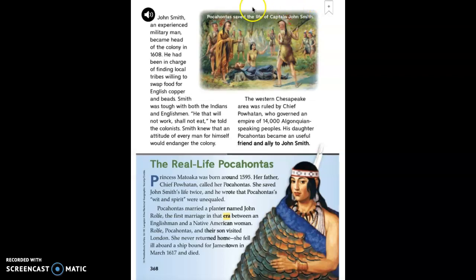Now, let's take a look at the caption so we understand the photo.